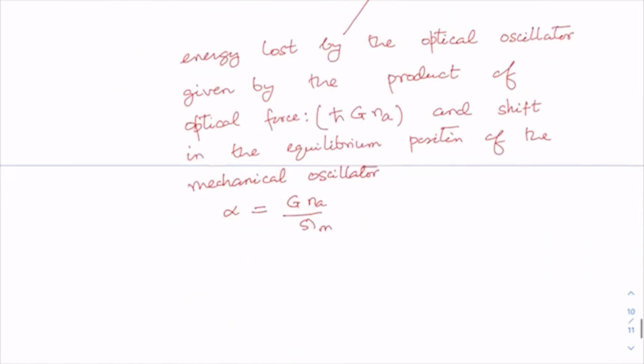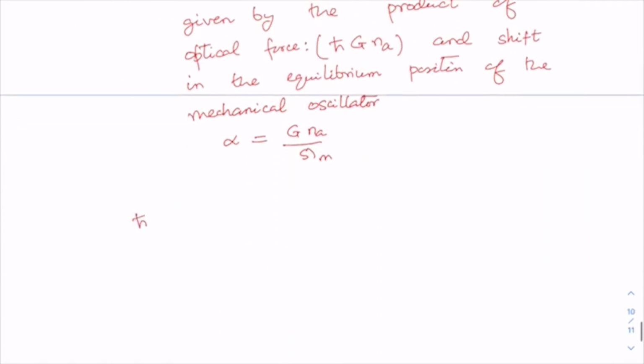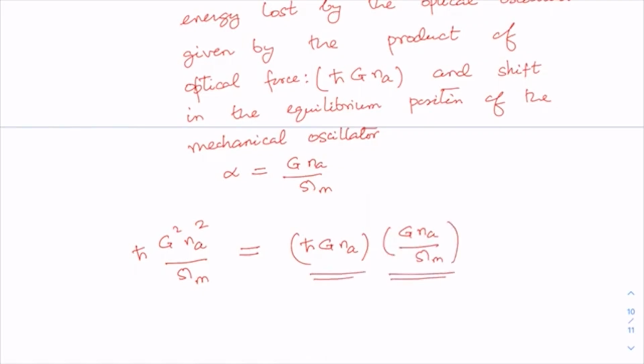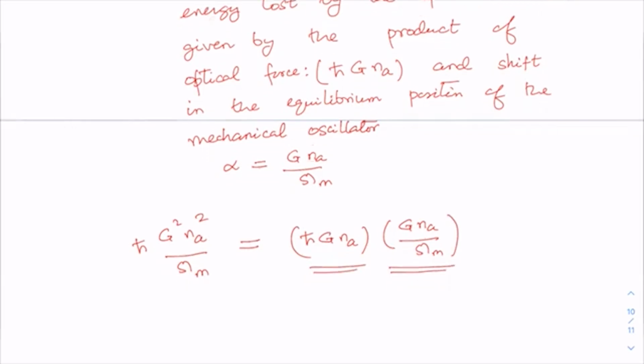So let me again write this thing so it is clear. We have this last term as ħ z² n_a² divided by Ω_m. This I can write in two parts. One term is ħ z n_a, that is the optical force, and then we have this parameter alpha, which is z n_a divided by Ω_m, and this is the displacement and this is the force. So it has the dimension of energy overall. I hope you get the idea here. Let me show you something very interesting now.